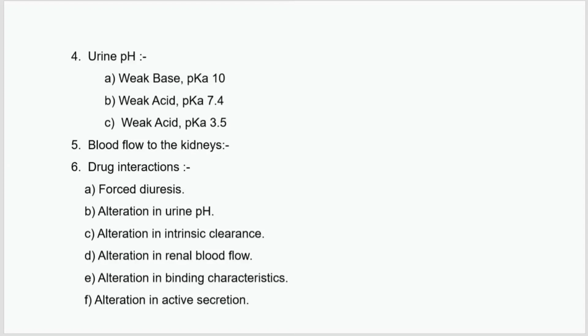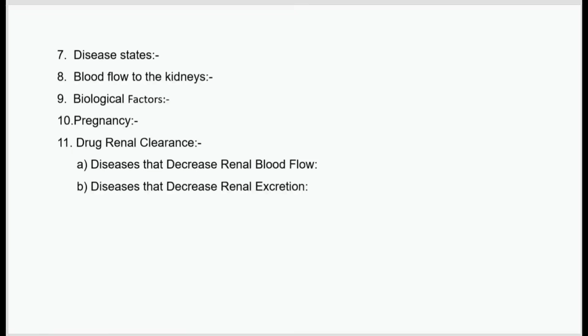6. Drug interactions: A. Forced diuresis. B. Alteration in urine pH. C. Alteration in intrinsic clearance. D. Alteration in renal blood flow. E. Alteration in binding characteristics. F. Alteration in active secretion. 7. Disease states. 8. Blood flow to the kidneys. 9. Biological factors. 10. Pregnancy. 11. Drug renal clearance: A. Diseases that decrease renal blood flow. B. Diseases that decrease renal excretion.